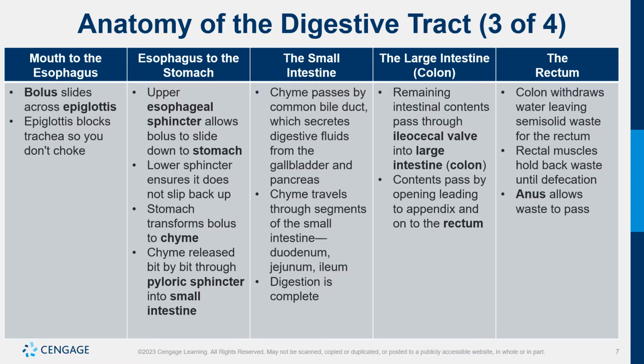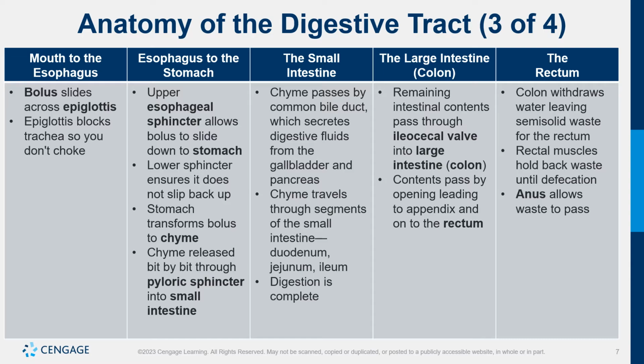The upper esophageal sphincter opens and allows the bolus of food to slide down to the stomach. The lower esophageal sphincter ensures that the contents do not slip back up into the esophagus. This is really important because the contents of the stomach are very acidic, and if it were to come back into the esophagus, it could cause damage to the esophagus. Sometimes we call this heartburn.